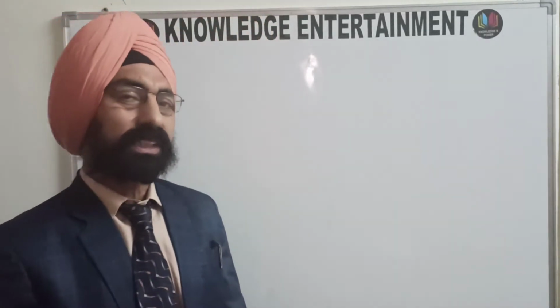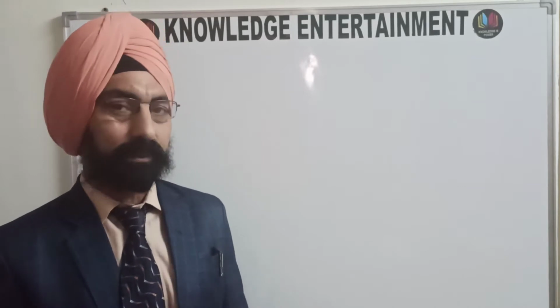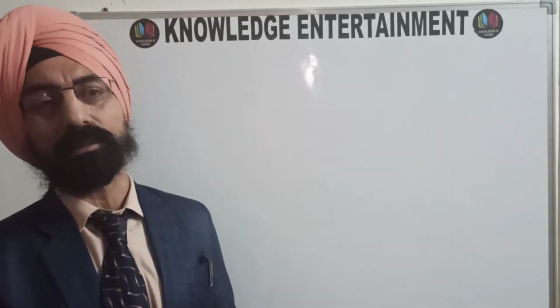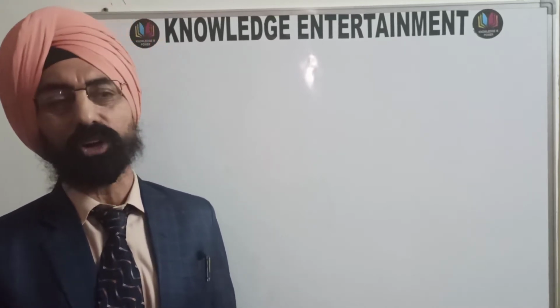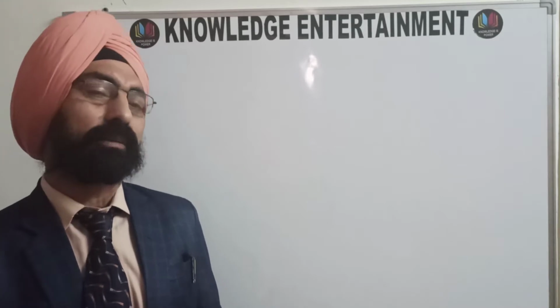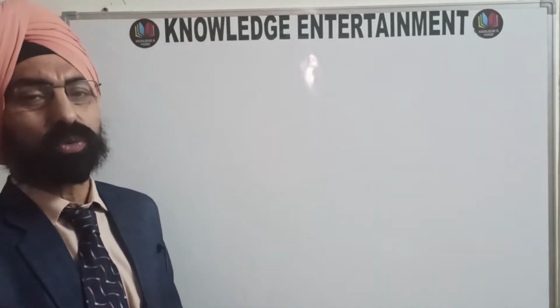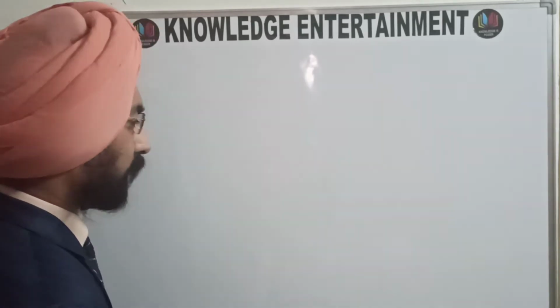Welcome students once again to the class of number theory. From the previous video we are discussing the topic of divisibility and prime numbers. So what are the prime numbers? You know it very well that prime numbers are those positive integers which have only two divisors, 1 and the number itself. So here we are going to do some properties relating to prime numbers.